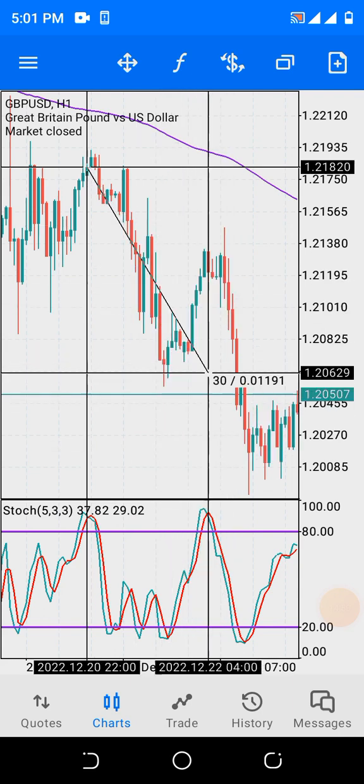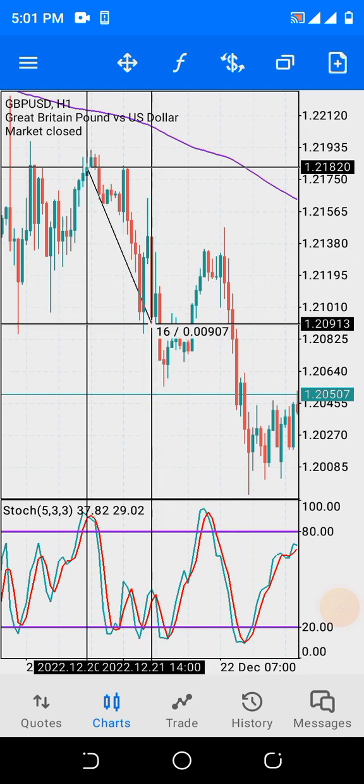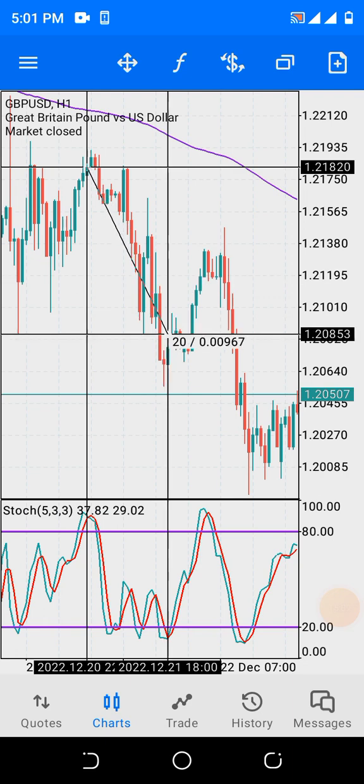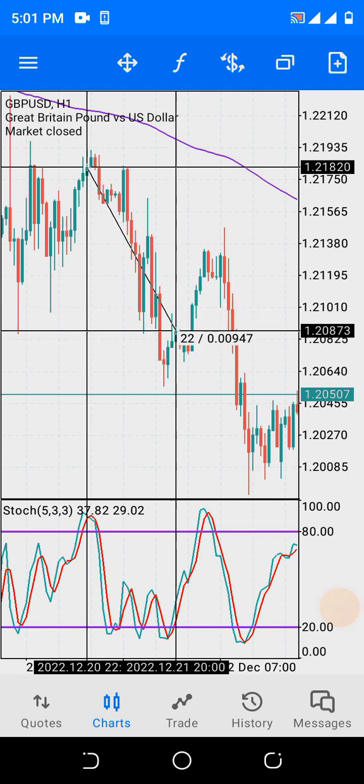Once you record a 1:3 ratio, you can do what? Trail your stop loss to make what? Extra profit. So that is how to make use of this strategy. You can use it on any market at all.